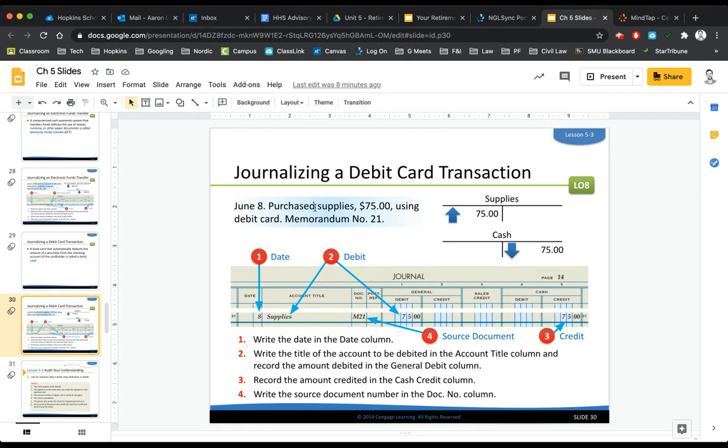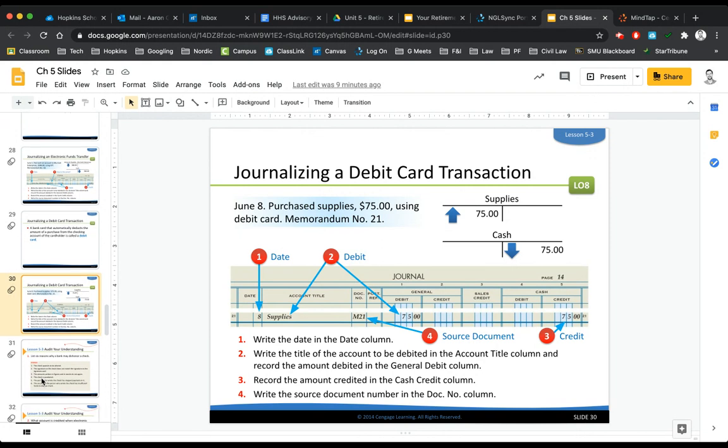If we purchase supplies using a debit card in the amount of $75, again, it's going to be just like that transaction that we learned about in chapters 1, 2, and 3, using cash to buy supplies. So in this case, we are going to debit supplies for $75. We are going to increase our supplies, and we are going to decrease cash by $75. So we're going to debit supplies, credit cash, and record our document number of memo or M21, and we are all good with journalizing transactions.